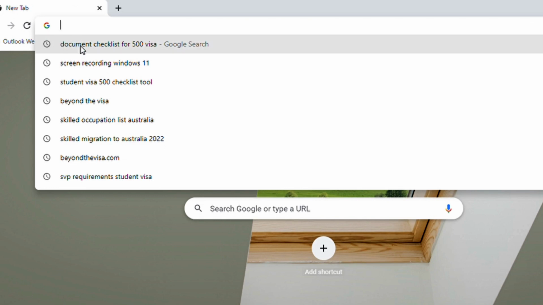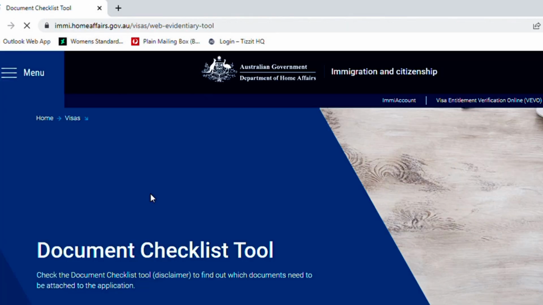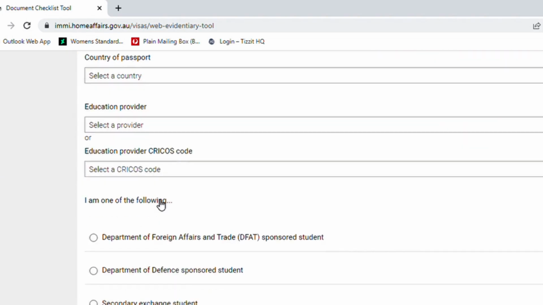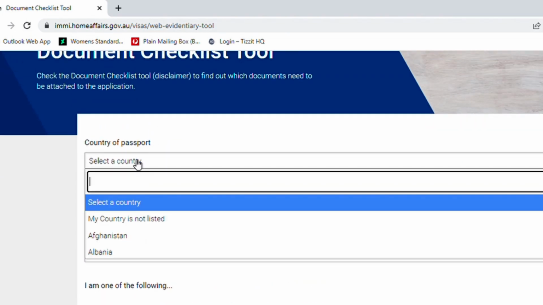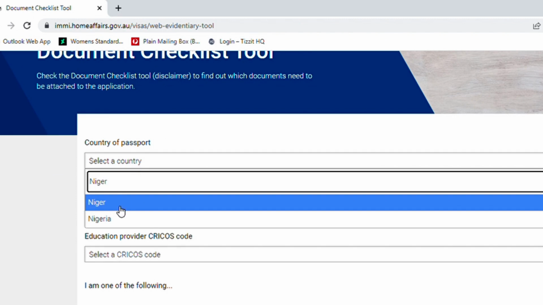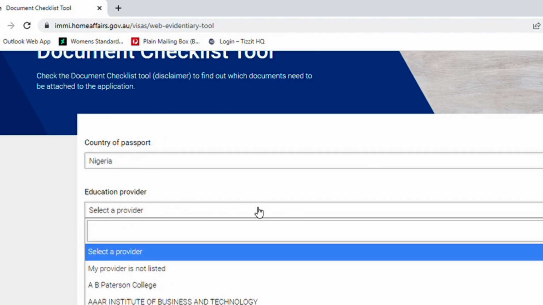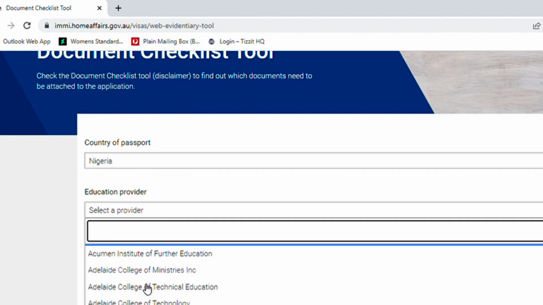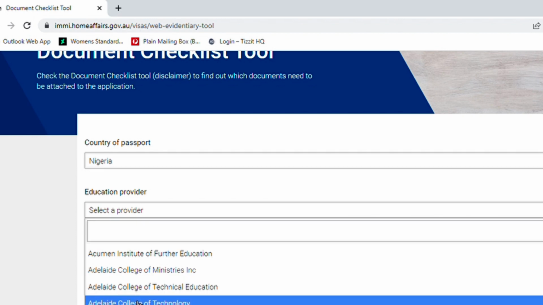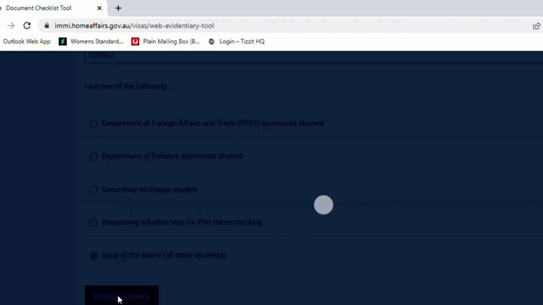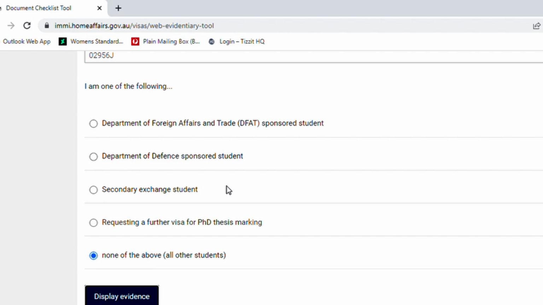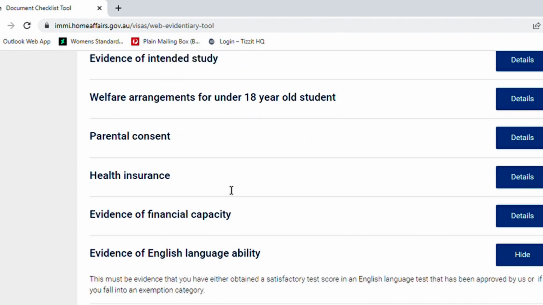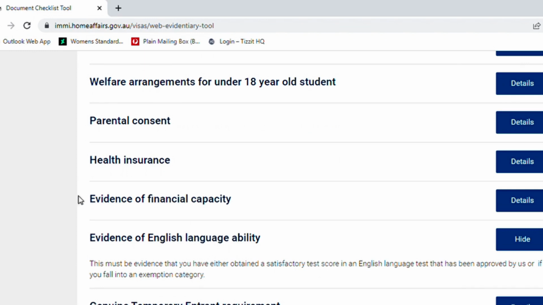The department has set out a document checklist tool which anyone can access on their website, and I'm sure some of you might be familiar with this checklist tool. Some of you might even have used it as well. Please check out a link I'm going to leave in the description if you would like to use the document checklist tool. So the document checklist tool asks you for 2 pieces of information: your country of citizenship and also the school that you're coming to study at. The combination of these 2 factors will help that tool to generate the checklist of documents that you will need to provide towards your student visa application.